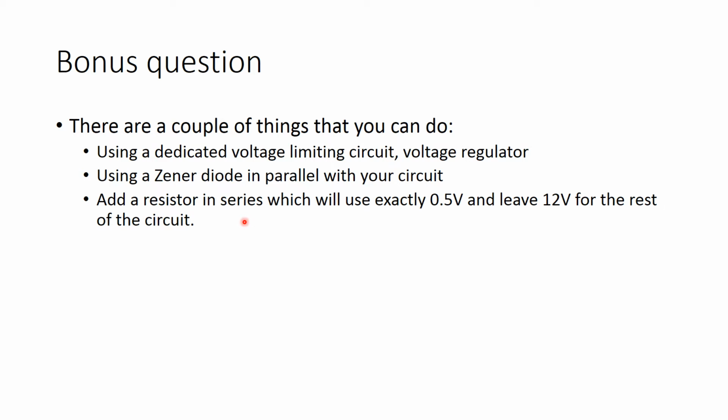So resistors in series use exactly an amount of voltage, and then all that voltage adds up to the source voltage. So if we have one resistor that uses exactly 0.5 volts, we will be left with 12 volts over the other circuit.